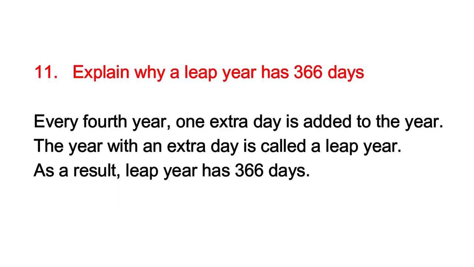11. Explain why a leap year has 366 days. Every fourth year, one extra day is added to the year. The year with an extra day is called a leap year. As a result, a leap year has 366 days.